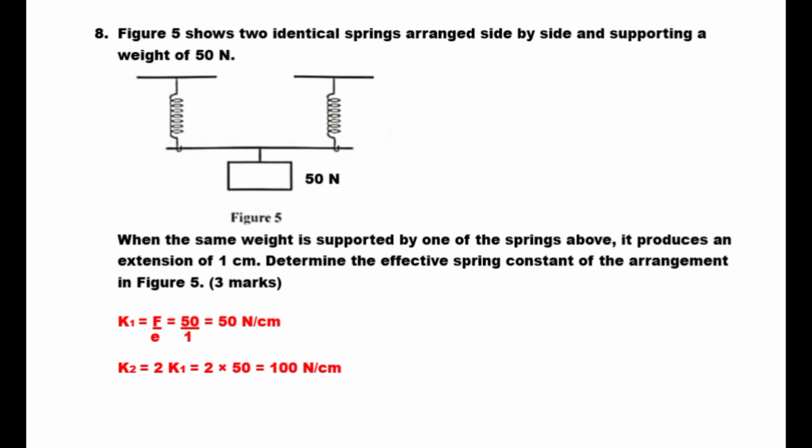So you are told already if 50 Newton is supported by only one spring, then the extension is 1 centimeter. That means we can get the spring constant of one spring, which is force over extension, 50/1, which gives 50 Newton per centimeter. Then we have the spring constant of the two springs combined. Remember, the two are in parallel, so we normally multiply because the spring constant increases. So it will be 2 times the spring constant of one spring, which is 100 Newton per centimeter.